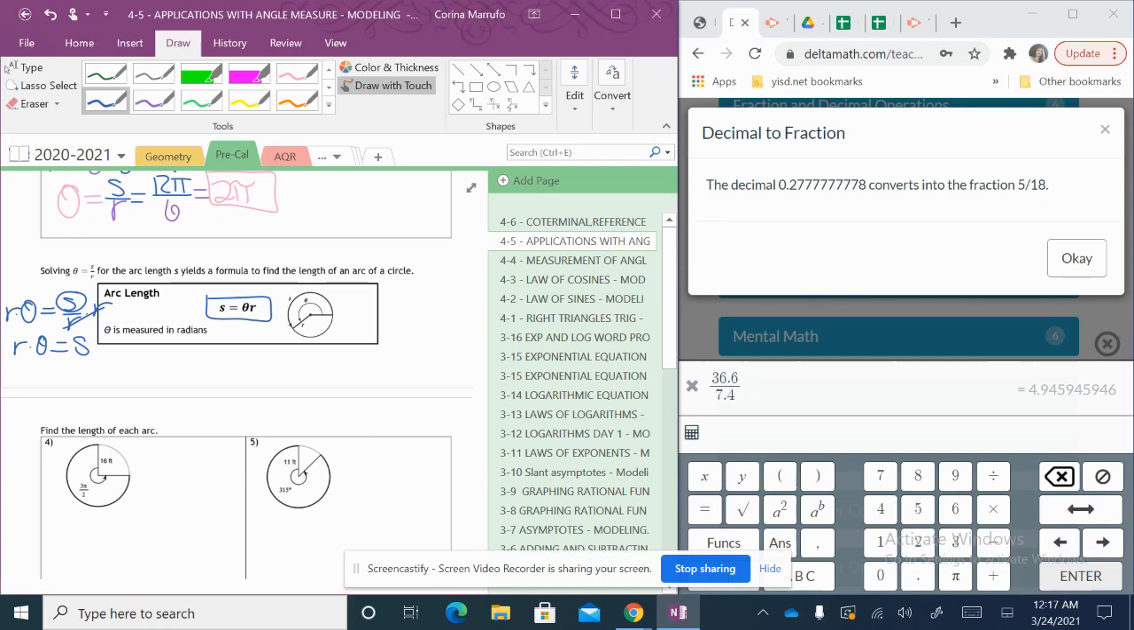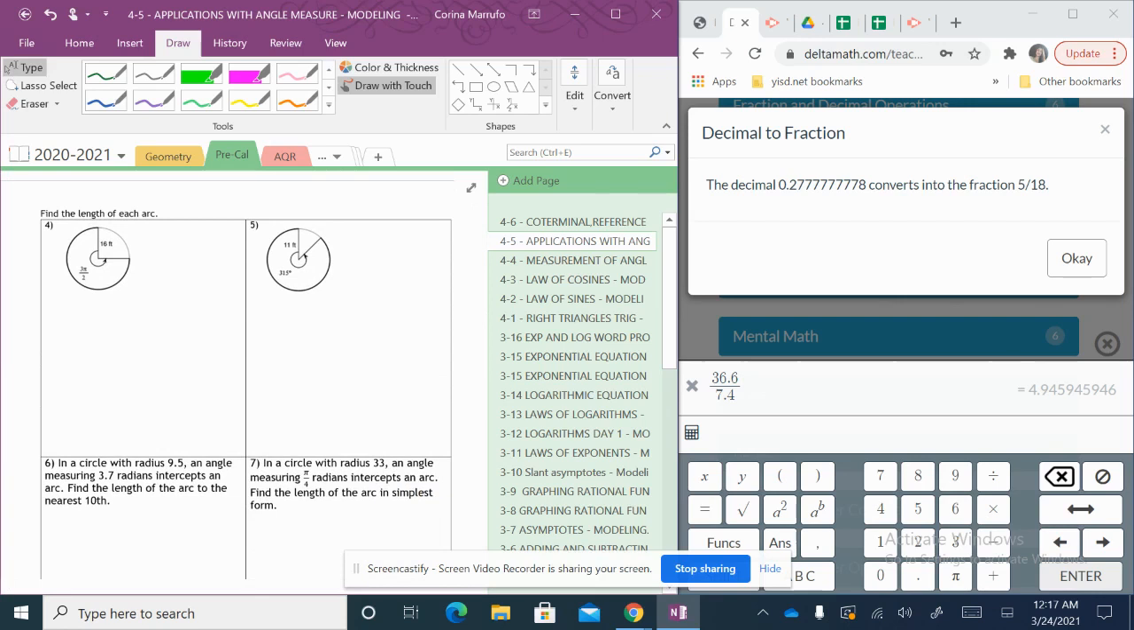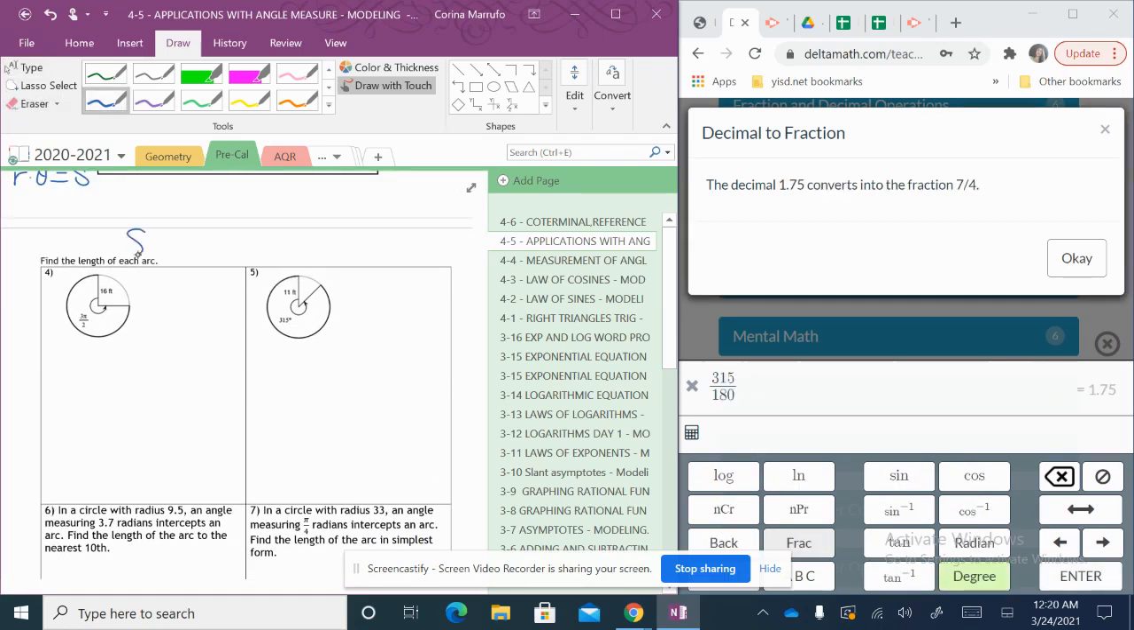So here it says find the arc length of each arc. Remember from the formula, it's going to be s equals theta times r. Theta is our angle measure. In this case right here, our angle measure is 3 pi over 2, so I'm going to plug it in now. 3 pi over 2. R stands for our radius. Here my radius is 16, so times 16. And we're looking for the arc length s.